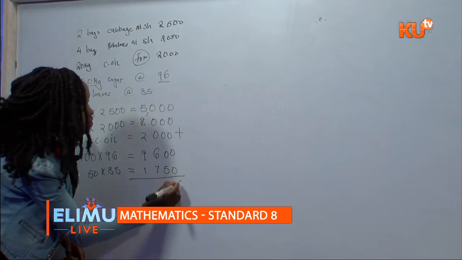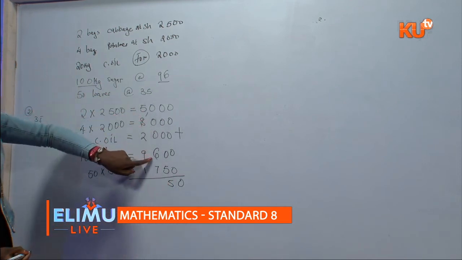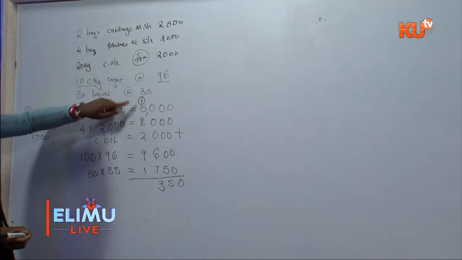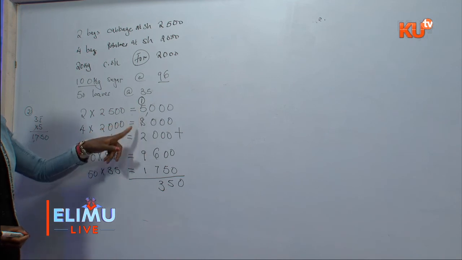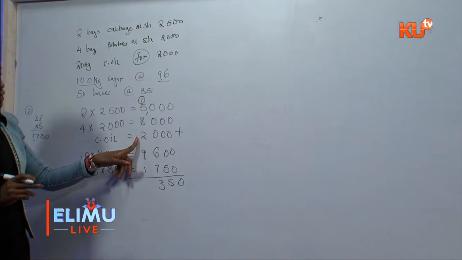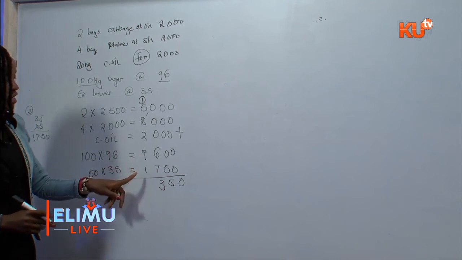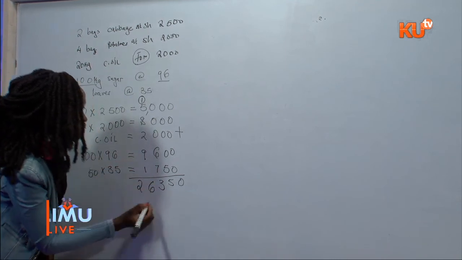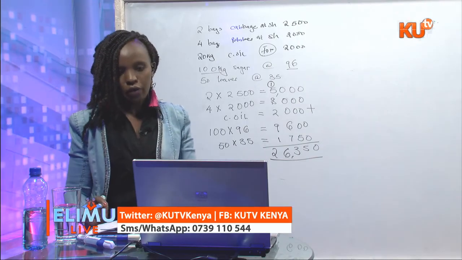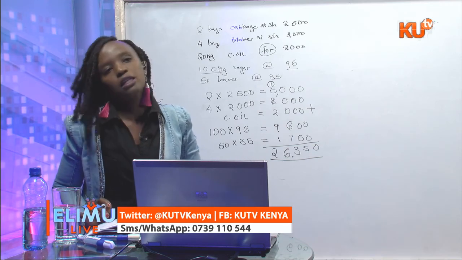So we add here, we get a 0. This line we get 5. Then you have 6 plus 7, 13. I write 3, I carry 1. 1 plus 5 is 6. 6 plus 8 is 14. 14 plus 2 is 16. 16 plus 9, we get 25. 25 plus 1, 26. We get 26,350. And then we are told that this particular person was given 10% discount for all his purchases.